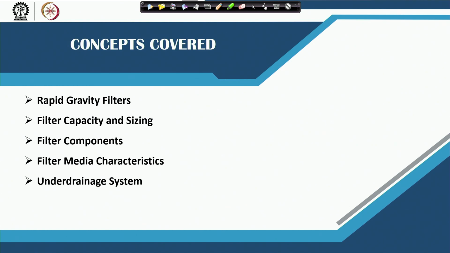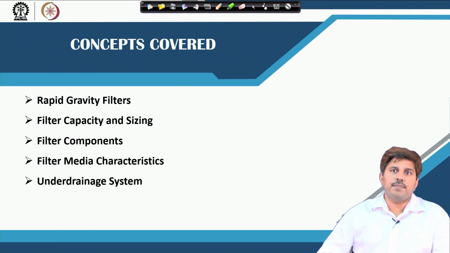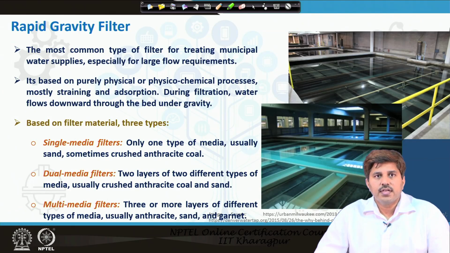So, what we will be covering? We will be covering the basics of rapid gravity filter, the filter capacity and sizing of the rapid gravity filters, what the various filter components are, what the filter media materials and their characteristics are, and the under drainage system in the rapid sand filters. So, this is what we will be talking about in this particular class.